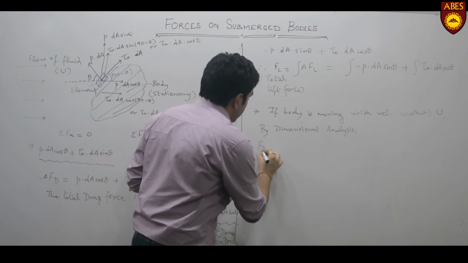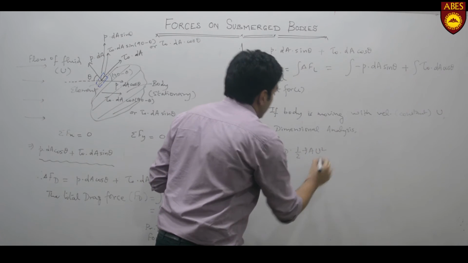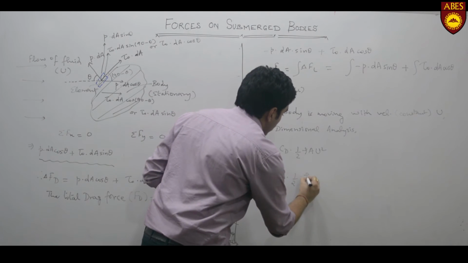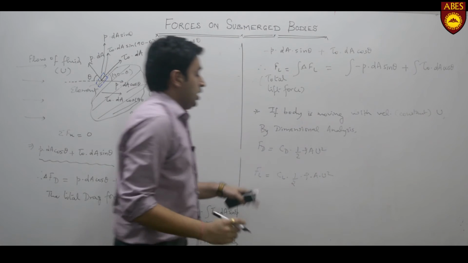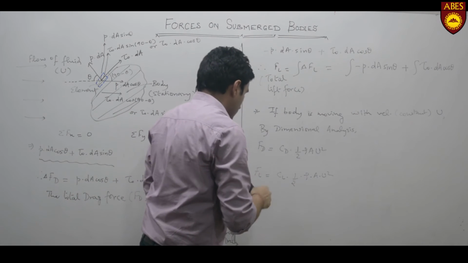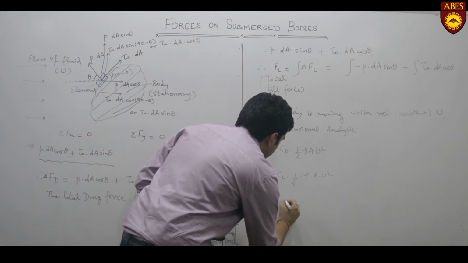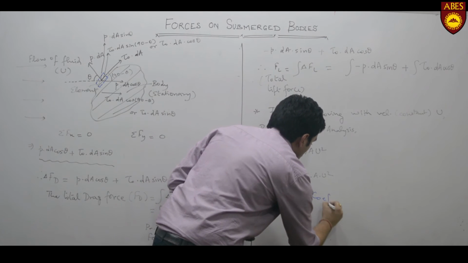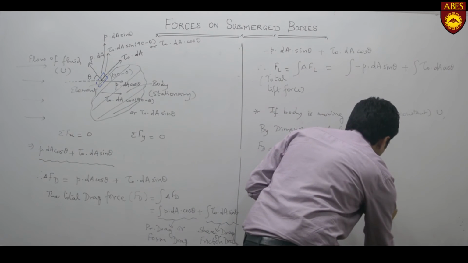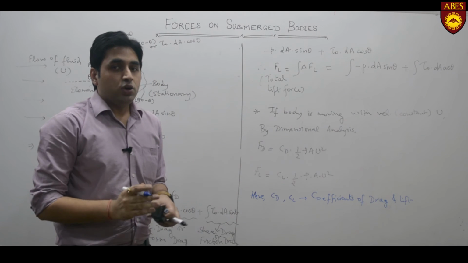So Fd will be equal to Cd into half rho A U square, and FL will be equal to CL into half rho A U square. Now in this case, what are CD and CL? Here we can write that CD and CL are called the coefficients of drag force and lift force, and their value is always less than 1.